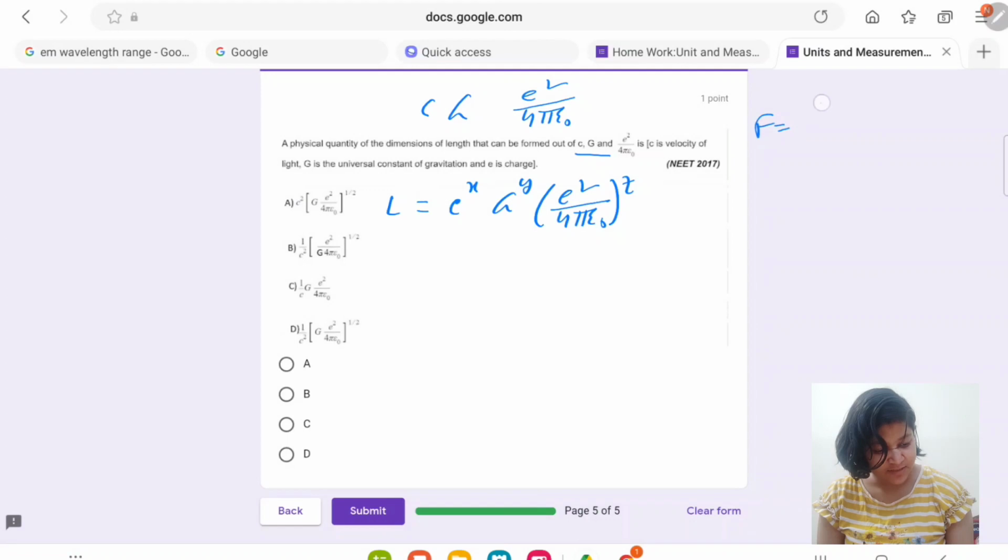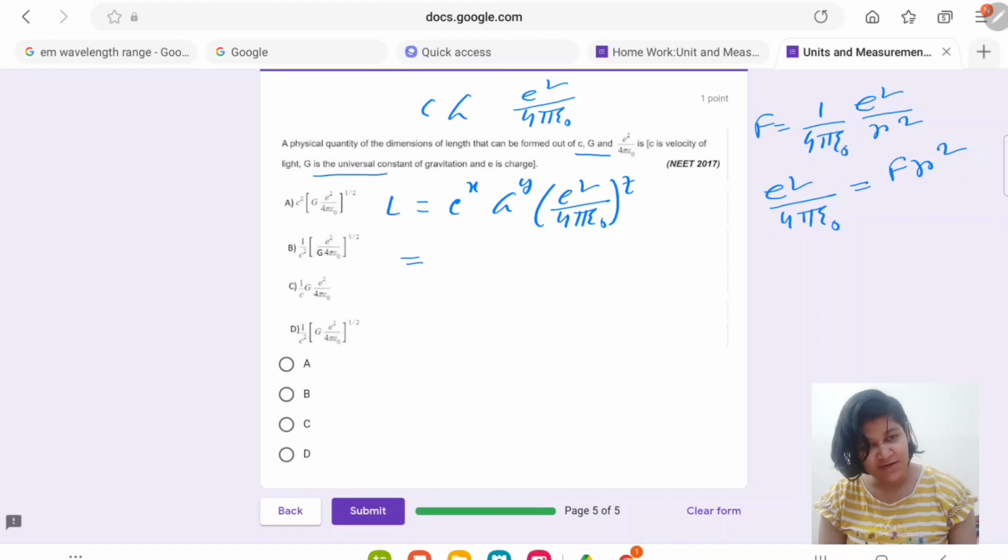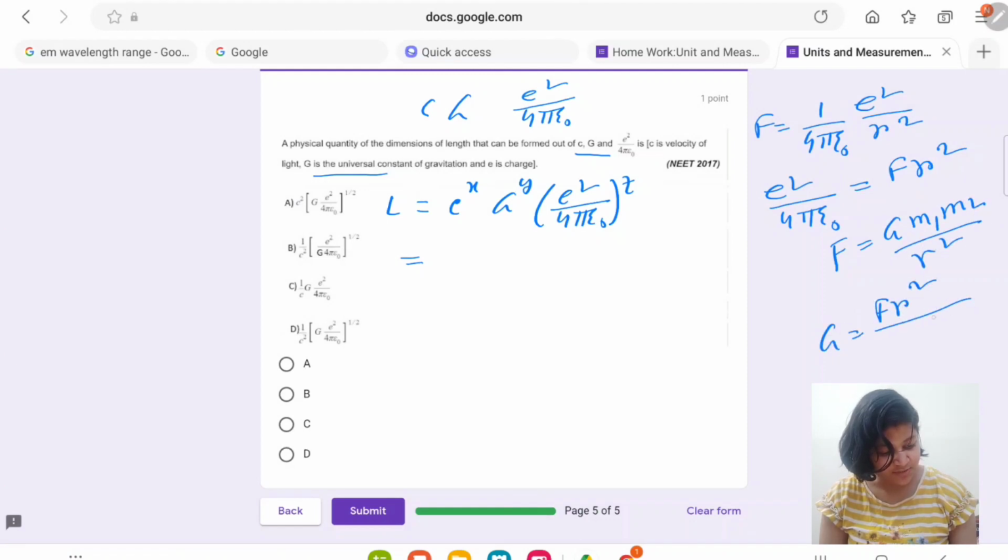We know that 1 over 4 pi epsilon naught e square by r square is the dimension of force. So e square by 4 pi epsilon naught has the dimension of force into r square. Similarly, G is the universal gravitational constant, and the gravitational force is written as G m1 m2 by r square. So G has the dimension of force r square by mass square.